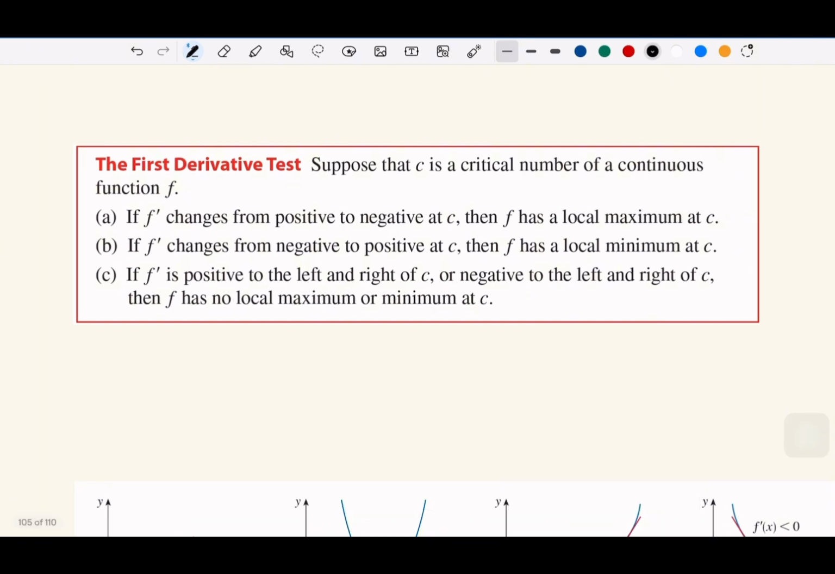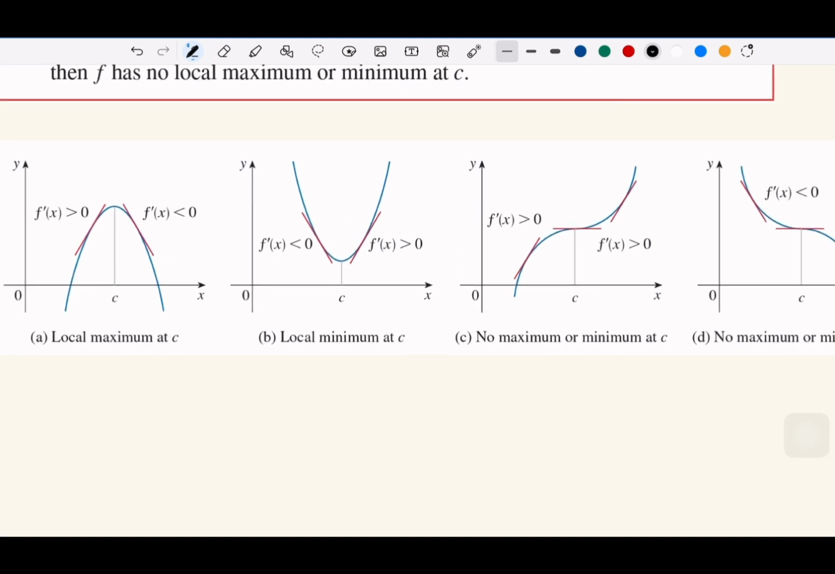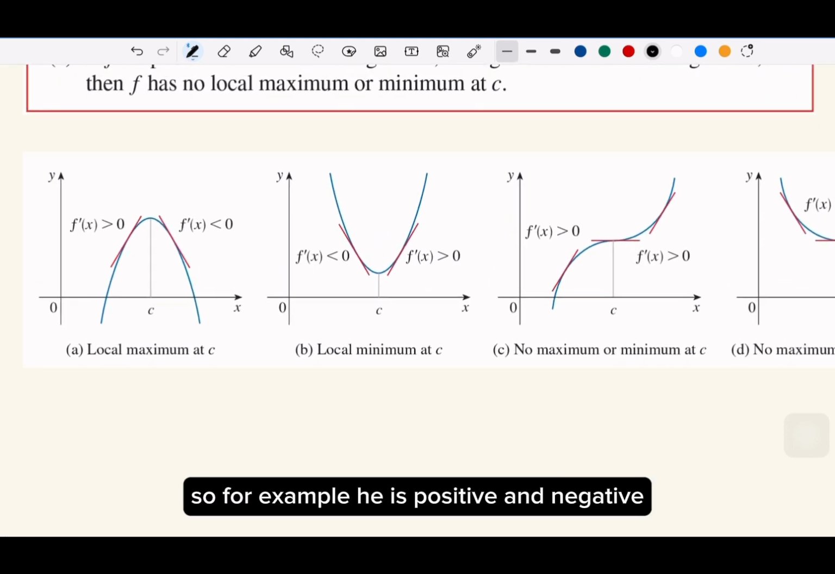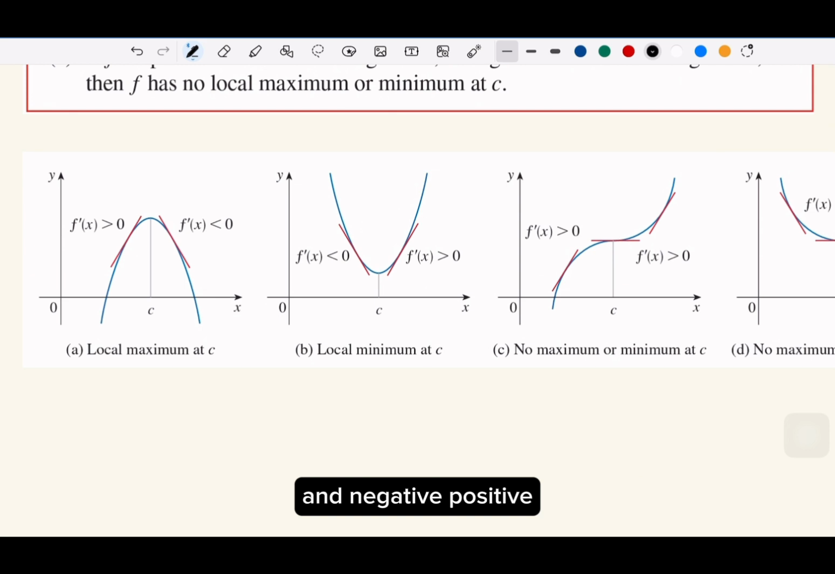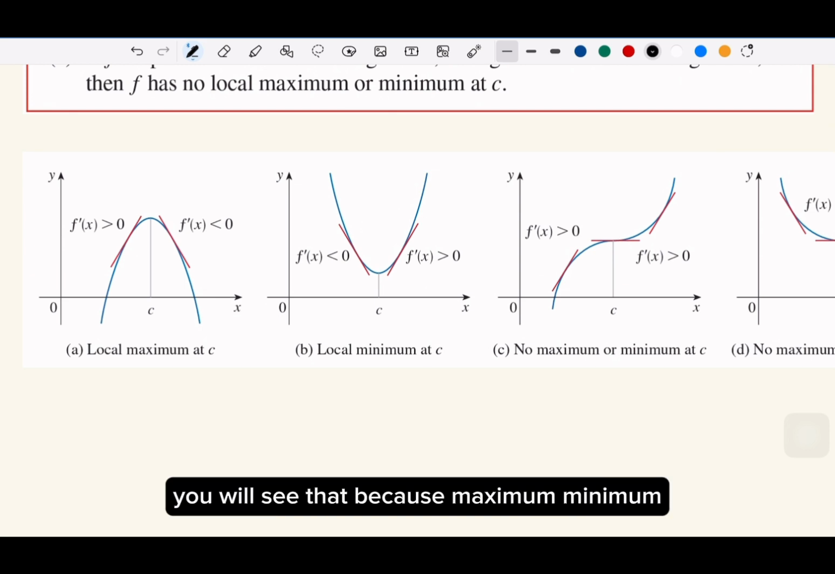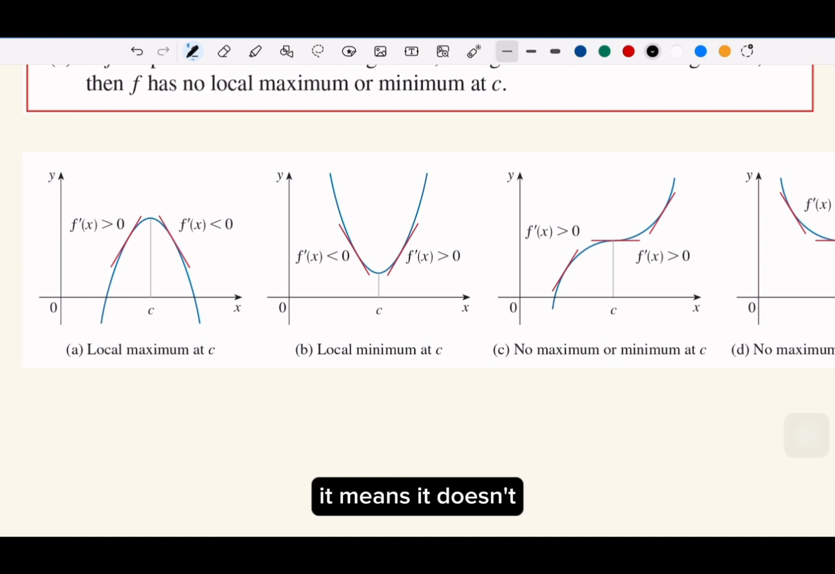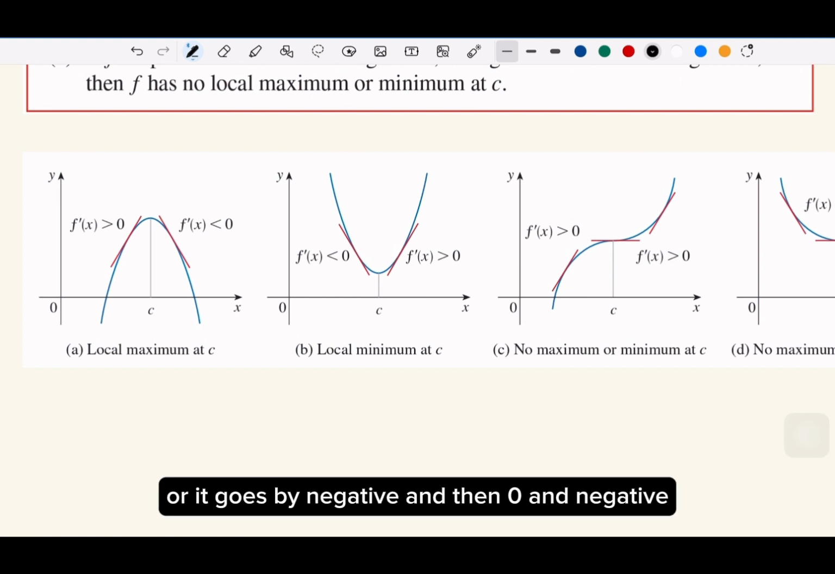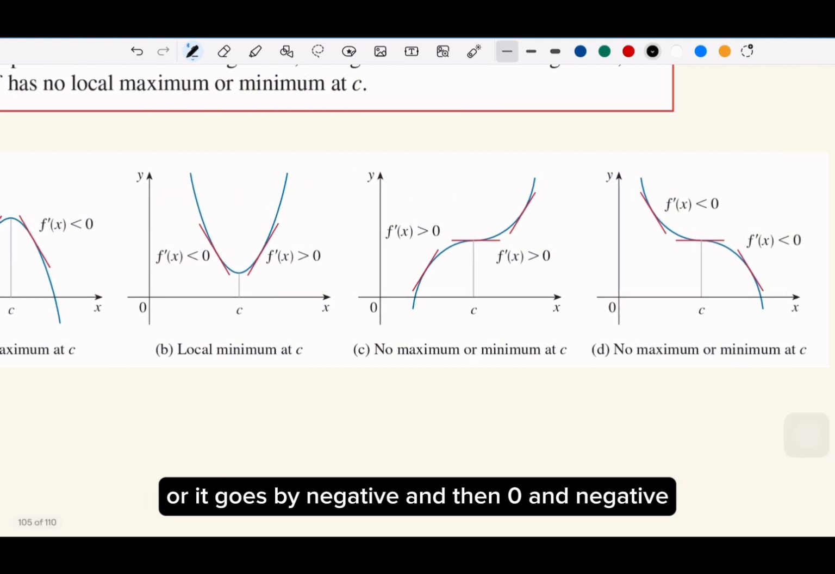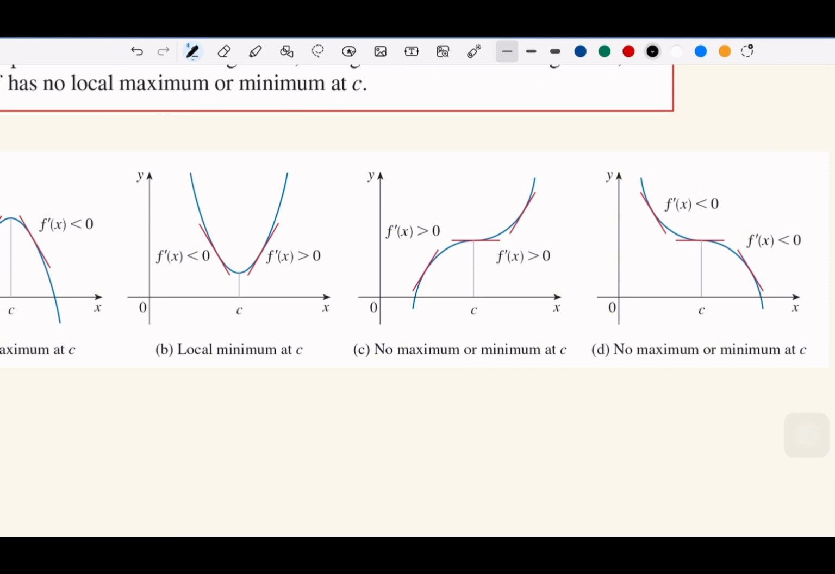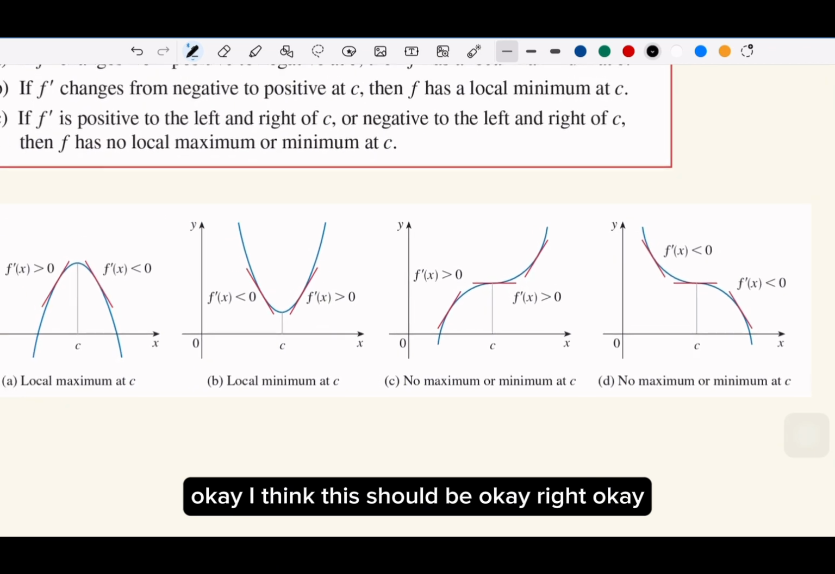So this might happen like this. For example, here's positive and negative, and negative, positive. You will see that it has a maximum, a minimum, right? And here we have an increasing function, and then it's 0, and then it's positive. It means it doesn't have any maximum or minimum. Or it goes negative and then 0 and then negative. It also doesn't have any maximum or minimum. Okay, I think this should be okay, right?